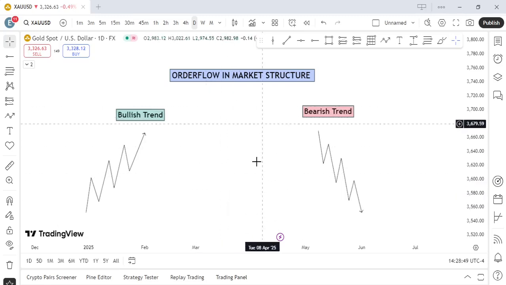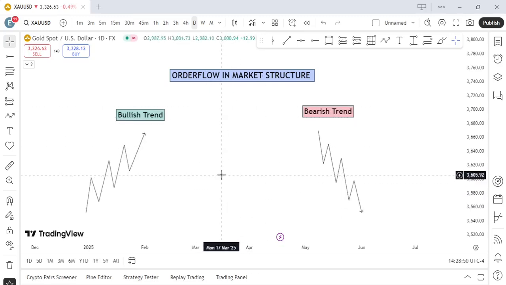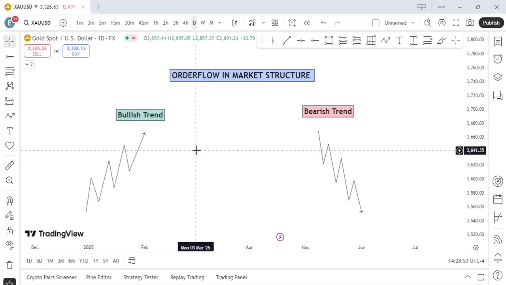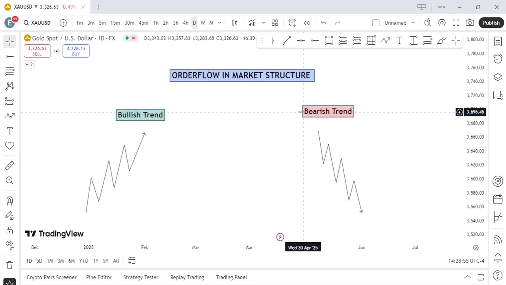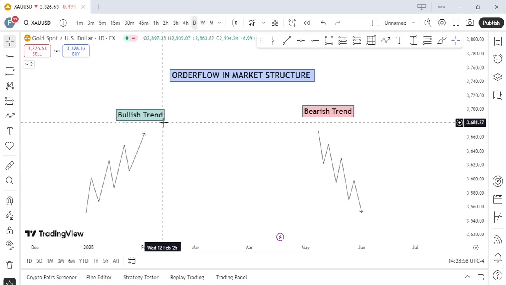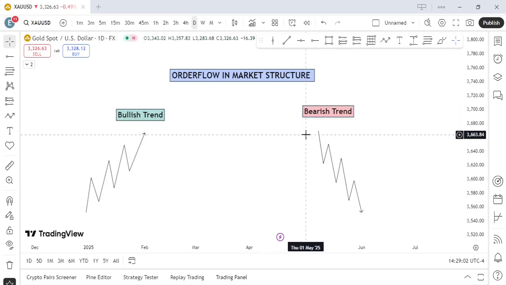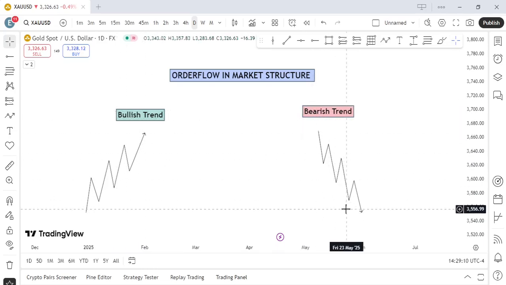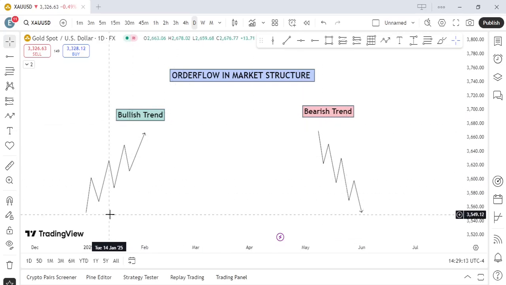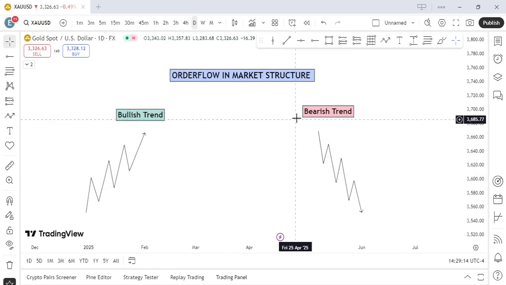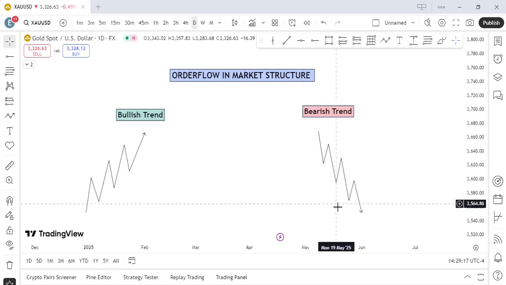Now let's talk about trend. Trend is when price is going in a particular direction. So we have two types of trend. We have the bullish trend and we have the bearish trend. Bullish trend is when price is going all the way up, and the bearish trend is when price is going all the way down. It's very simple. You have the bullish trend, price is going towards the upside, and you have the bearish trend, price is going towards the downside.